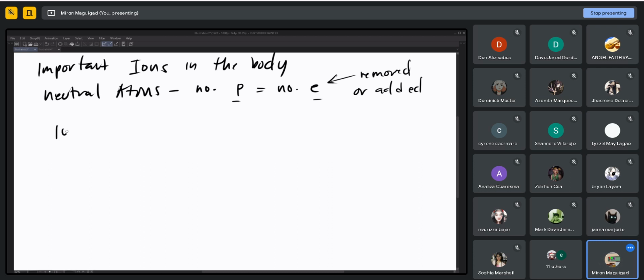A charged particle of the same element is called what? Ion. So, tingin ko naman familiar kayo sa salitang ion. Okay? Which are found in energy drinks mostly. Pero saan pa ba nakikita natin yan? Let's proceed.